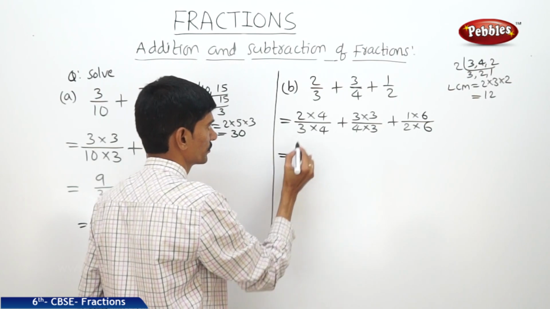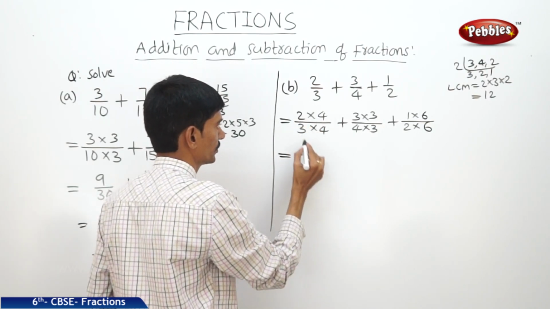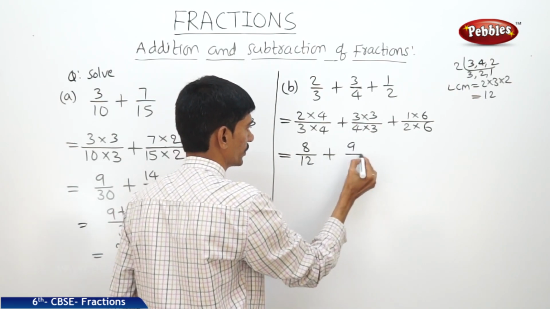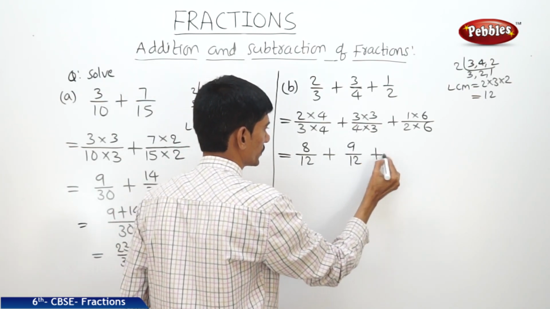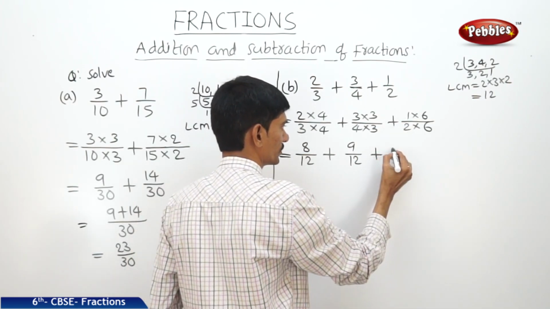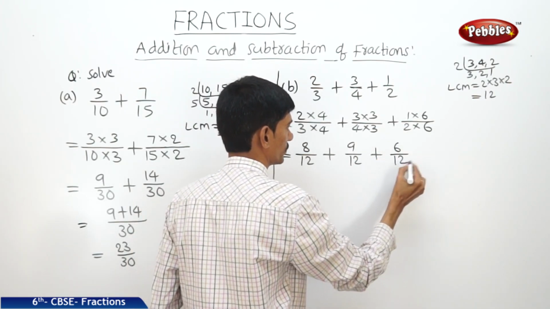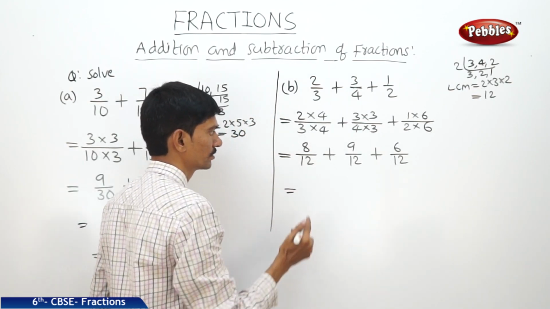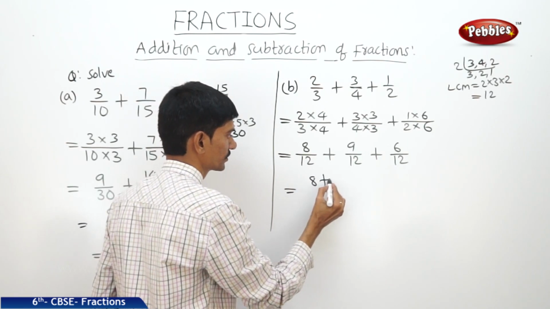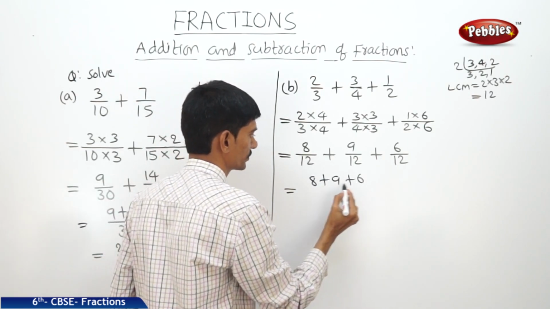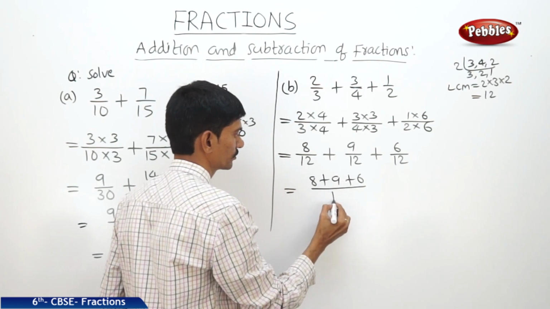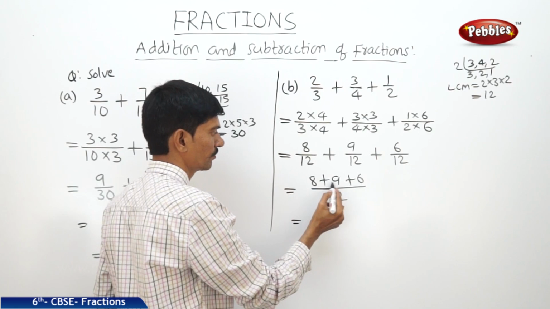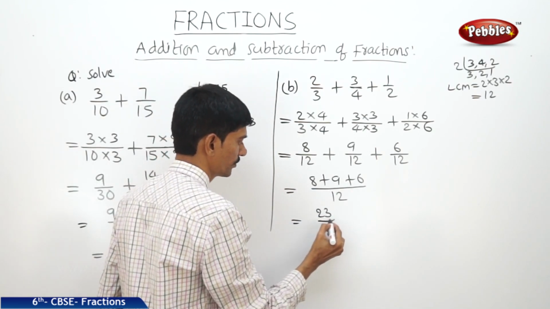So this equals 2 4s are 8 by 3 4s are 12, plus 3 3s are 9 by 4 3s are 12, plus 1 6 are 6 by 2 6 are 12. Now the denominators are equal, so we add 8 plus 9 plus 6, keeping the same denominator 12. Now 8 plus 9 is 17, 17 plus 6 is 23 by 12.